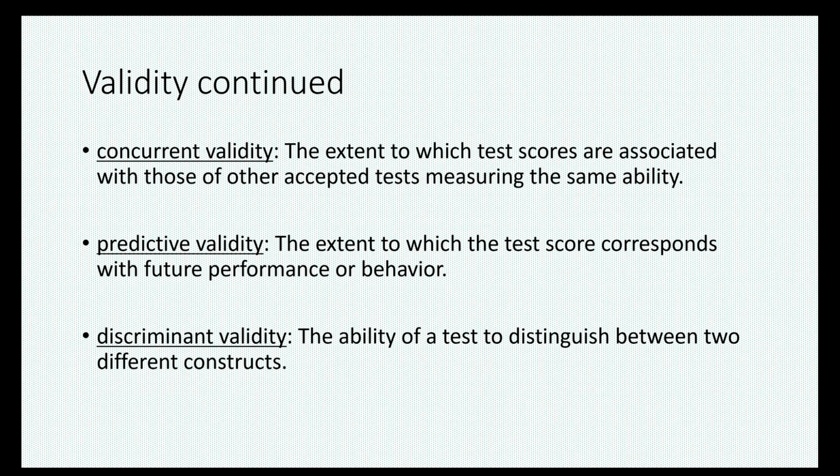Concurrent validity is the extent to which test scores are associated with those of other accepted tests measuring the same ability, so just kind of what we said. Predictive validity is the extent to which the test score corresponds with future performance or behavior. And discriminant validity is the ability of a test to distinguish between two different constructs. Okay, so we're distinguishing between two different constructs there.